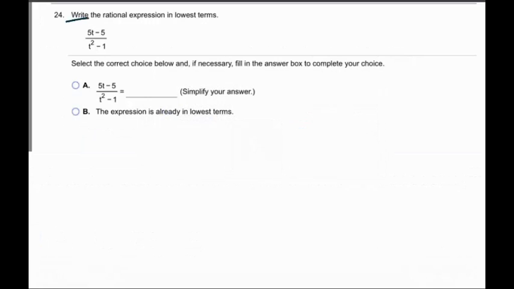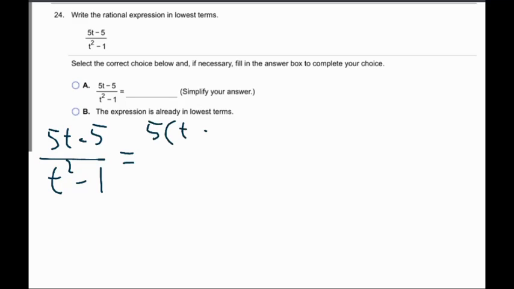So here we have another problem that's asking us to write the rational expression in lowest terms. So remember, the procedure is to factor both the numerator and the denominator and determine if there's anything that will cancel out. So let's go ahead and rewrite the expression. You have 5t minus 5 over t squared minus 1. So notice we can factor out a 5 in the numerator, and that gives us 5 times t minus 1.